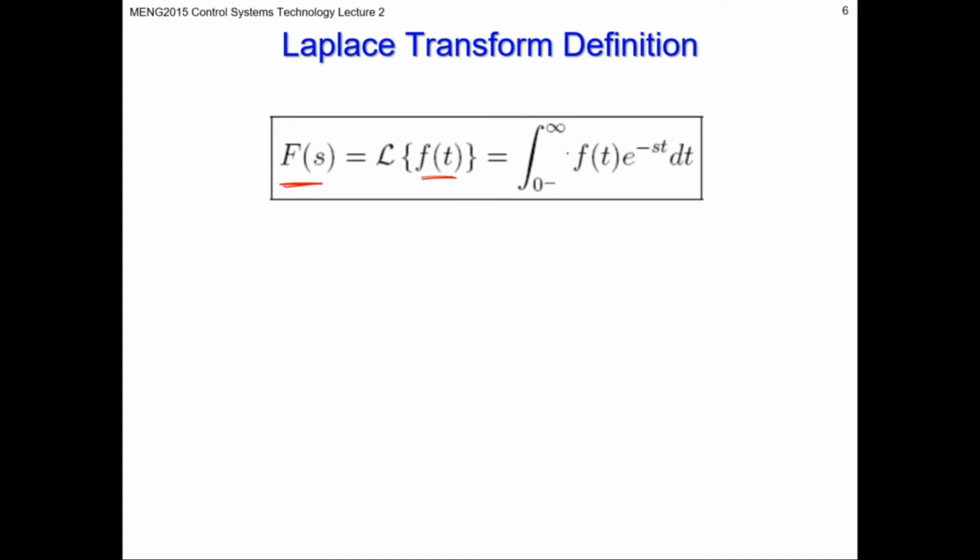And how do we do that? We take our function in t and we multiply it by this baby. And this is called our Laplace operator, e to the minus st. So now we see this s comes in, right? This is where our s comes from.